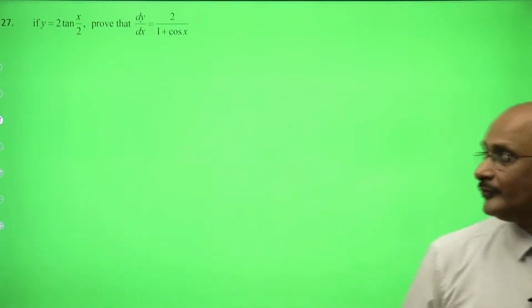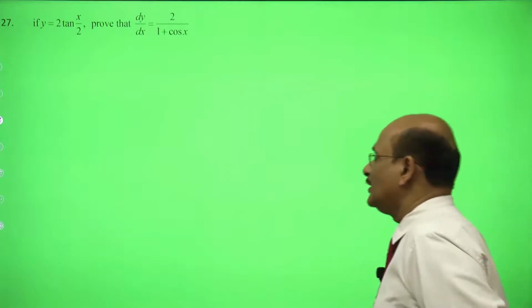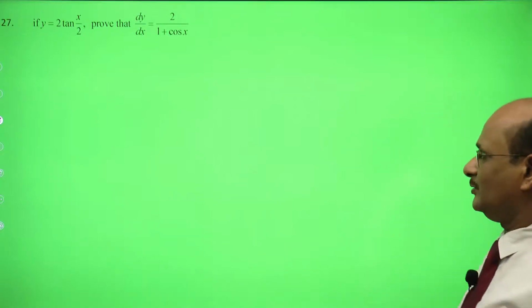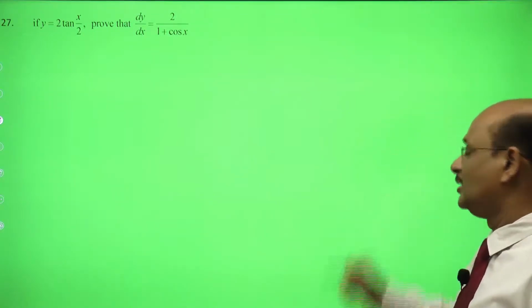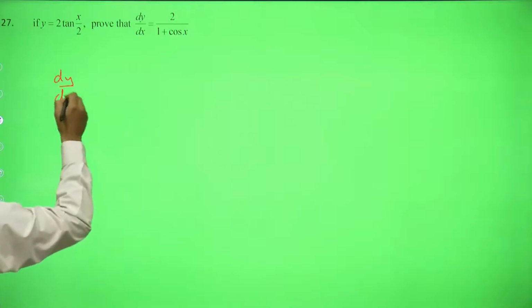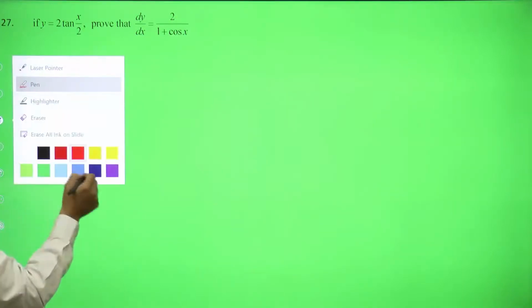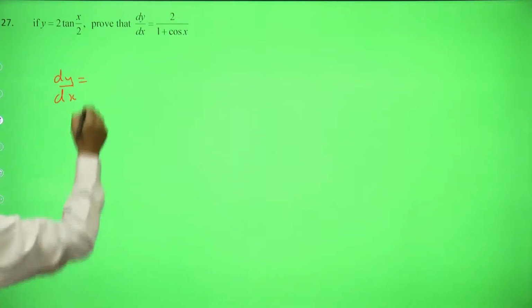Let us take the last question. This is not a difficult one, but definitely if you look at the proving part, it might seem difficult, but it's not. So, let us see how we go about that. So, y is equal to 2 tan x by 2, prove that dy by dx is this stuff. Now, I have to find the derivative of this. So, dy by dx is equal to 2 as it is.